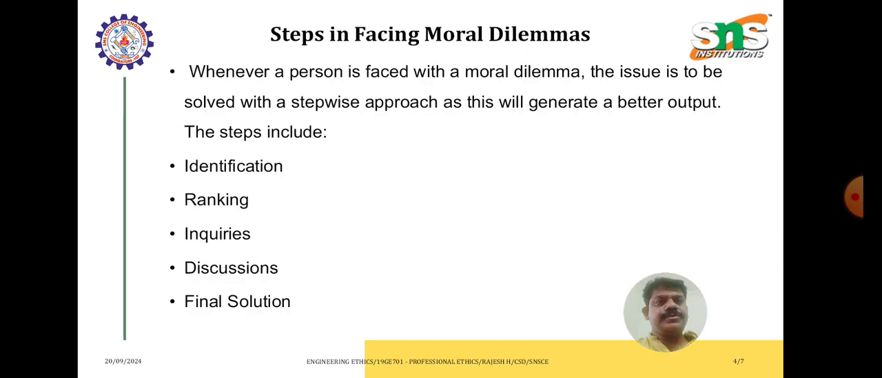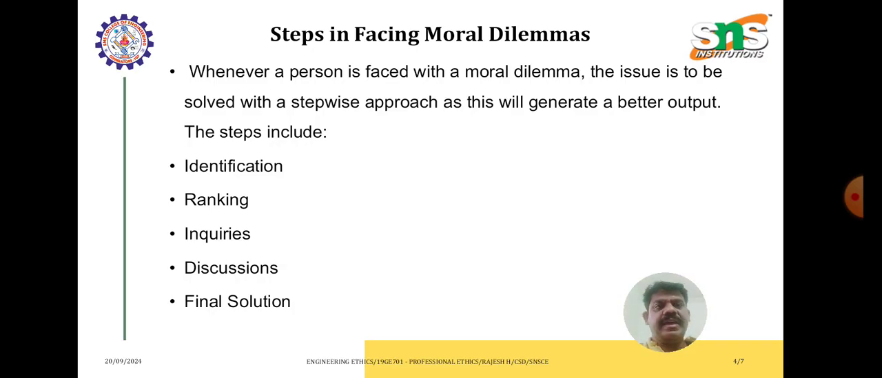So, there are steps to be followed in facing moral dilemmas. Whenever a person is faced with a moral dilemma, the issue is to be solved with a stepwise approach, as this will generate a better output. So, what are the steps to be followed? Step 1, identification. Here we need to identify the exact moral issue and how the dilemma is understood.